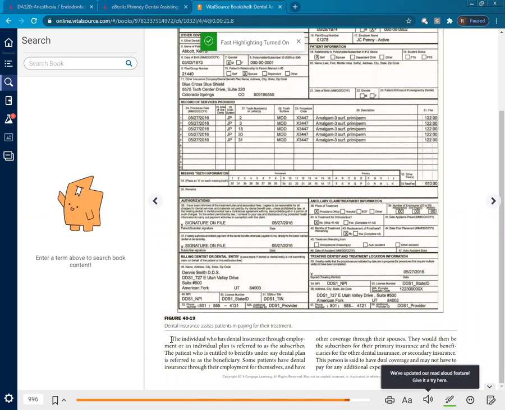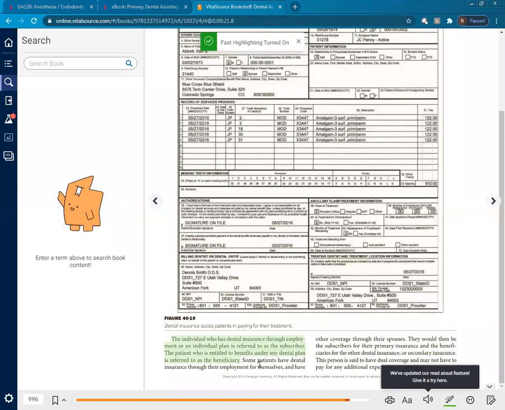So the individual who has insurance through employment or an individual plan is referred to as the subscriber. The patient who is entitled to benefits under any dental plan is referred to as the beneficiary. Sometimes they will both have insurance and they both list each other on the insurance. So they both have secondary insurances.